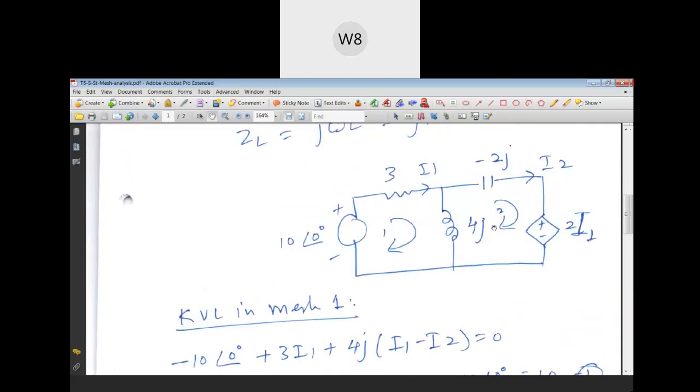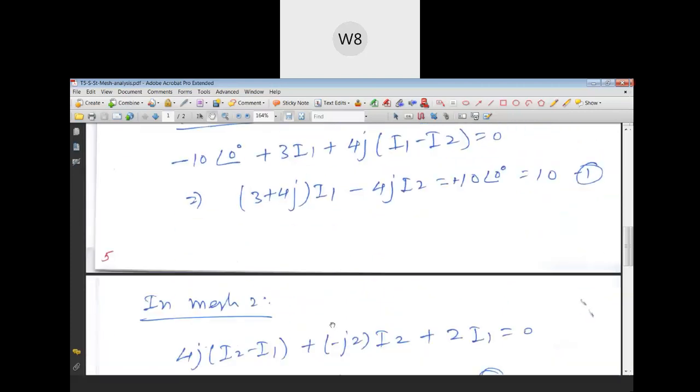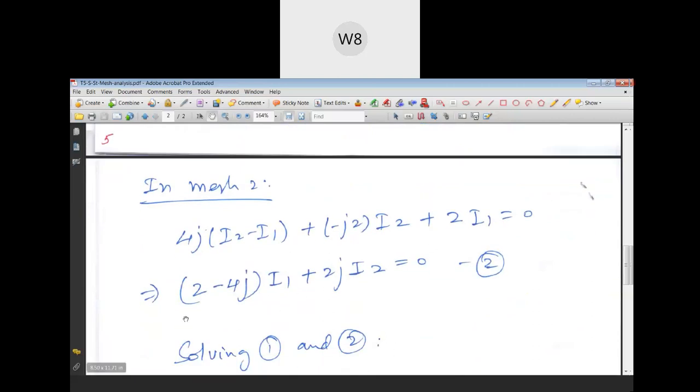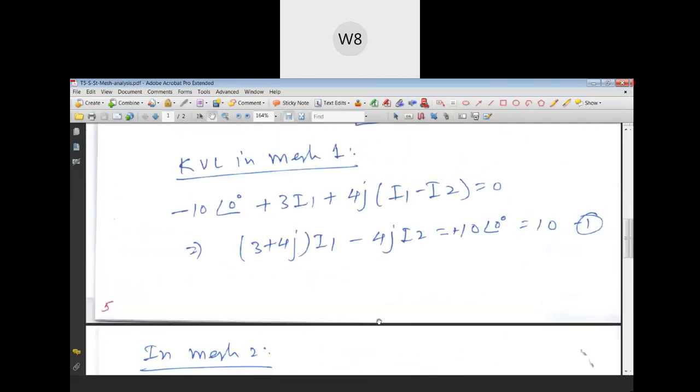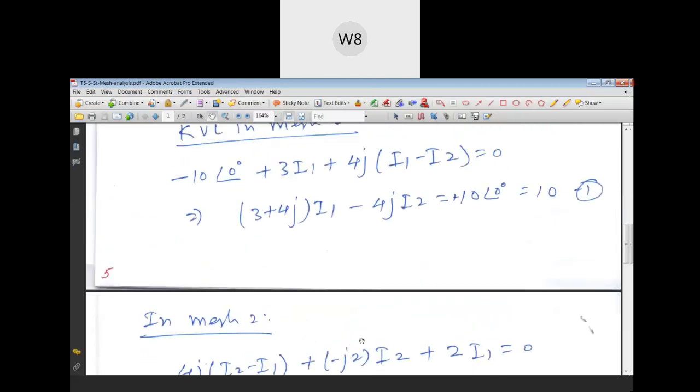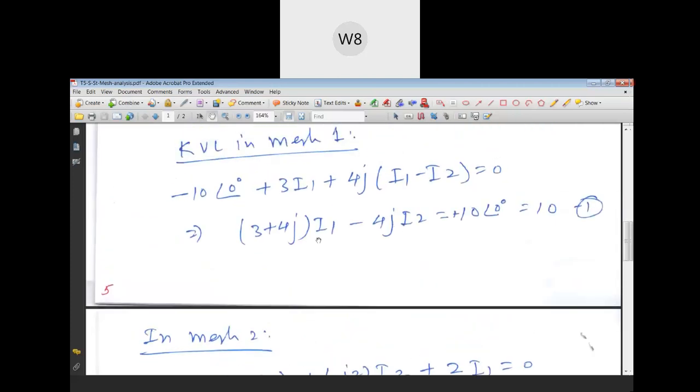Now in the second mesh, we apply KVL, and that leads to this equation, which gets simplified to 2 minus 4j I1 plus 2j I2 is equal to 0. So we have two equations. Here we have a constant number in addition to I1 and I2, but fortunately in the second equation there is no constant. So I1 and I2 are proportional to each other, one is a scaled version of the other. From here you can find I2 and substitute it in the first one, so you will get the equation in I1.